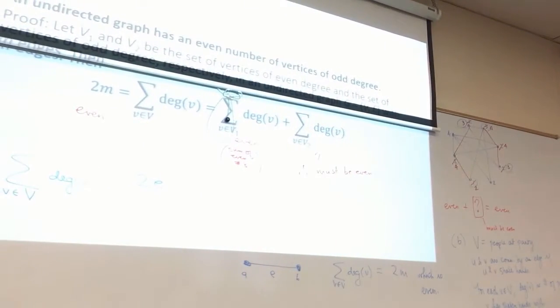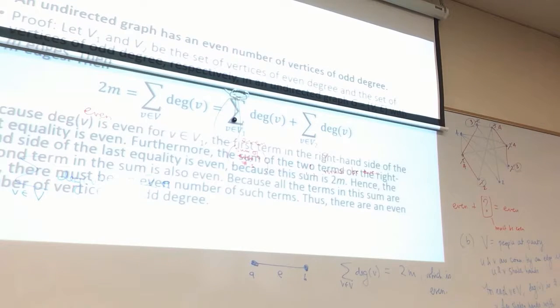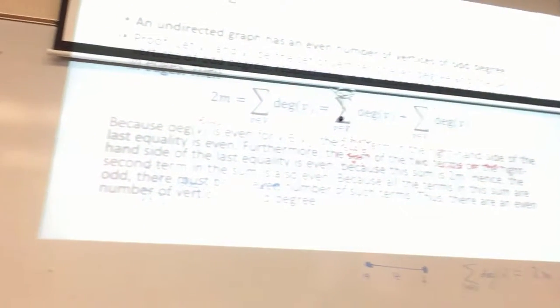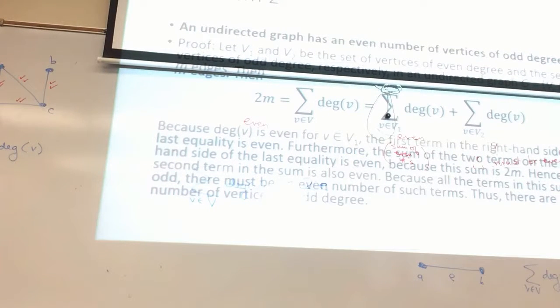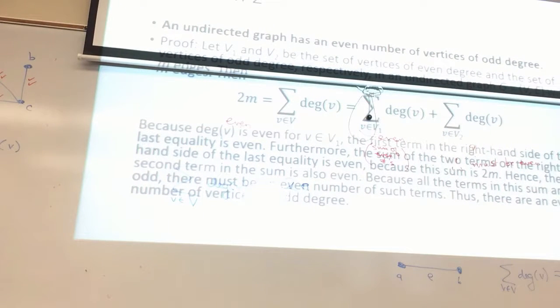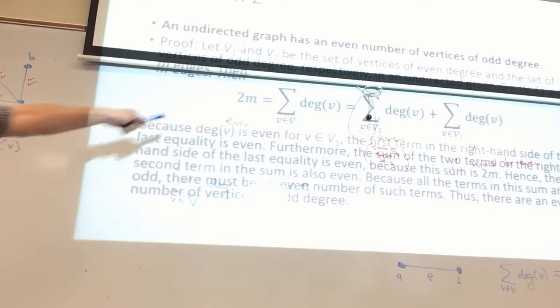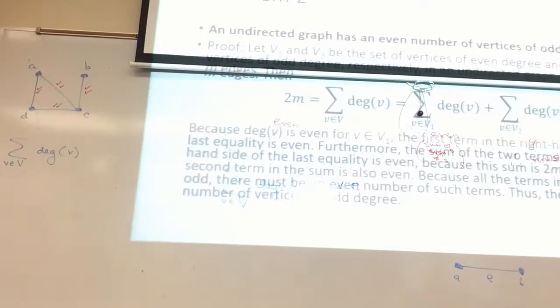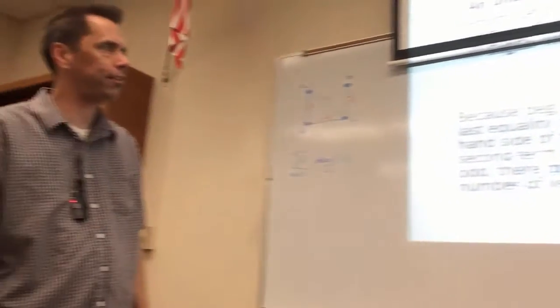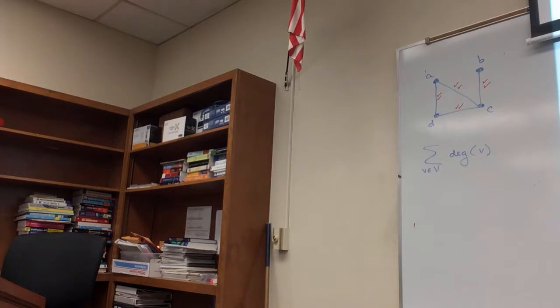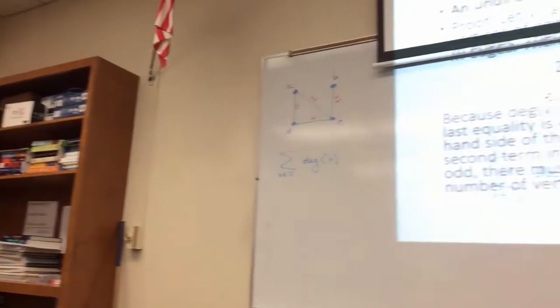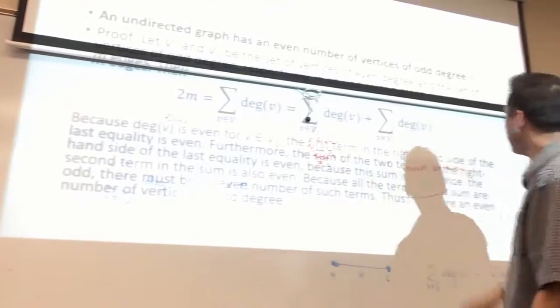Well, wait a minute. Because the degree of v is even for v in V1, the first term in the right-hand side of the last equality is even. Furthermore, the sum of the two terms on the right-hand side is even, because it comes out to this. Therefore, the second term in the sum is also even. Oh, okay. Sorry, I missed one part. Okay. So we know that that has to be even.